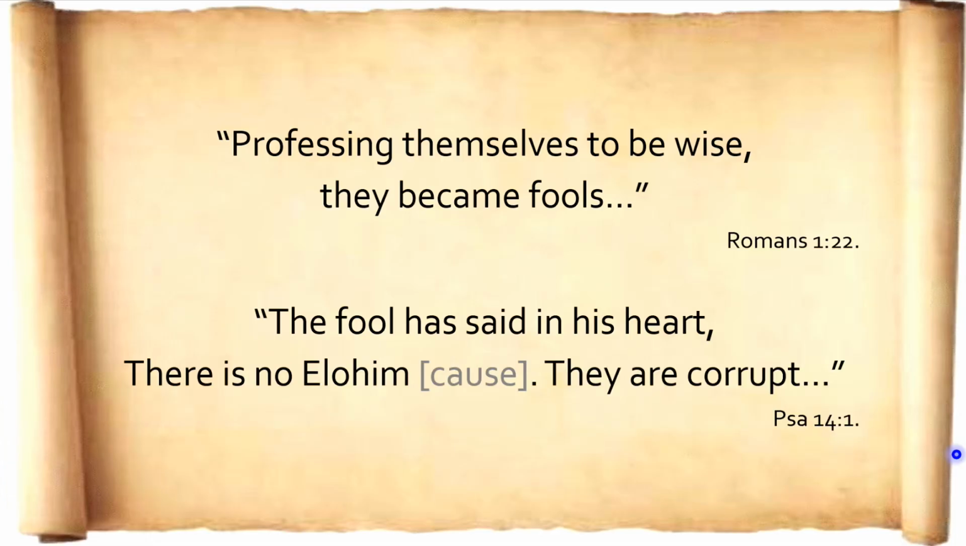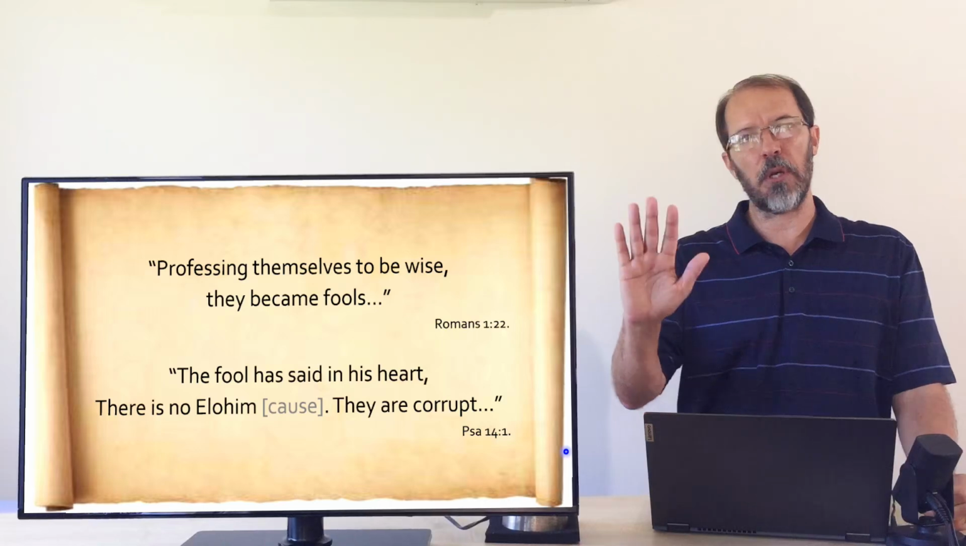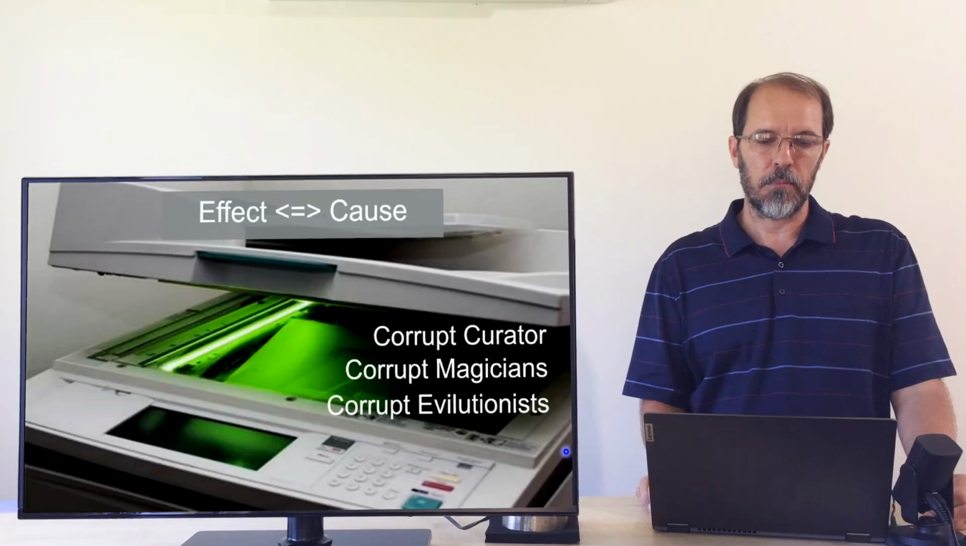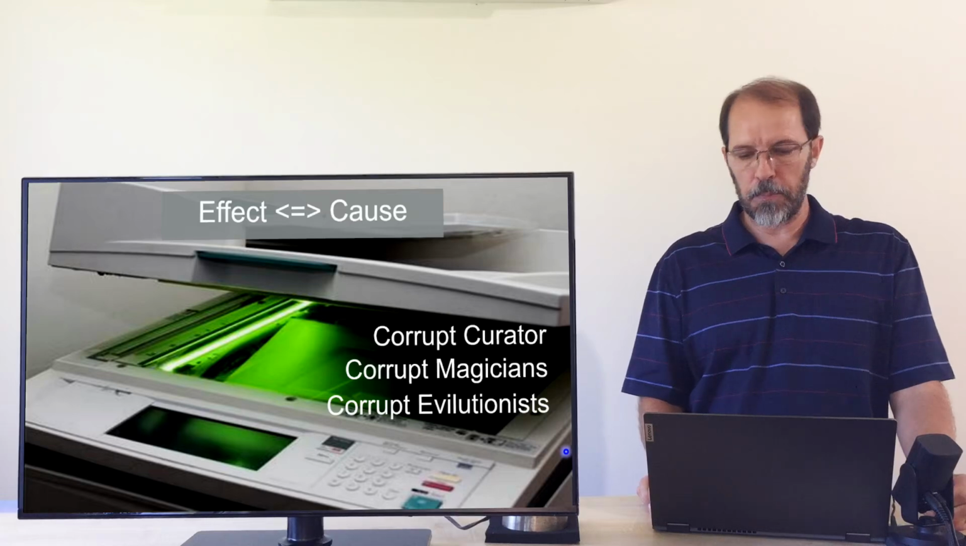Professing themselves to be wise, these evolution professors, they became fools, says the Bible. Psalm 14, the fool has said in his heart, there is no cause. There is no Elohim. The copies do it by themselves. They are corrupt evolutionists, corrupt magicians.